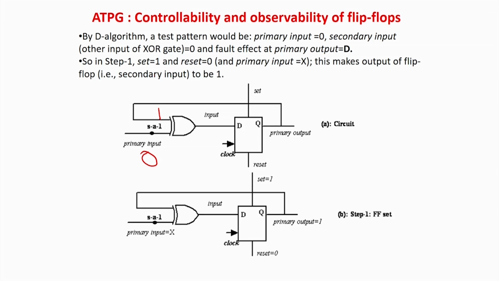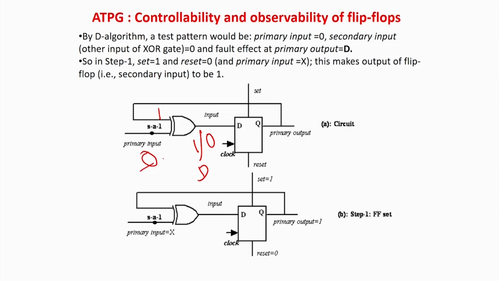So, 1 and 1... in the normal case the answer is 1, because for 1 and 0 the answer is 1, but in the failure case the second line is stuck at 1, and the other input is 1. So, 1 and 1, same value in an XOR gate, will be 0. So, the output will be D. So, something I require like this. So, this may be one test pattern.